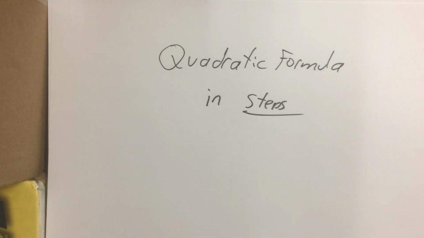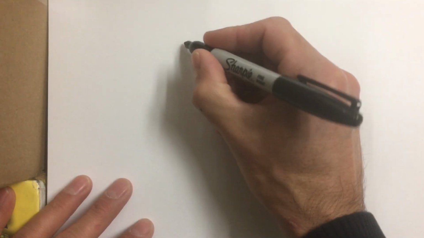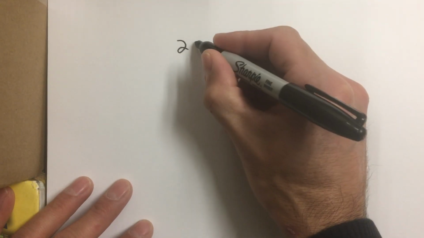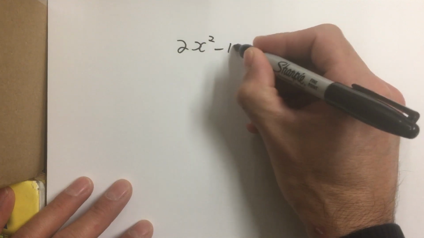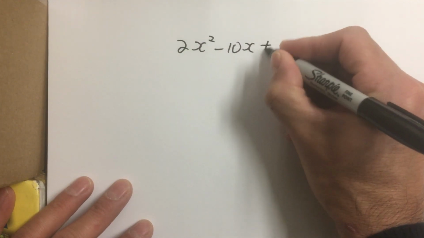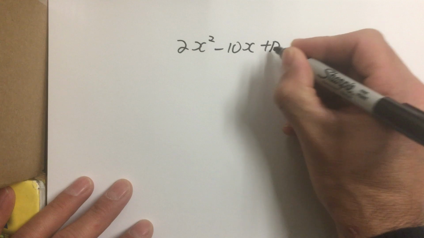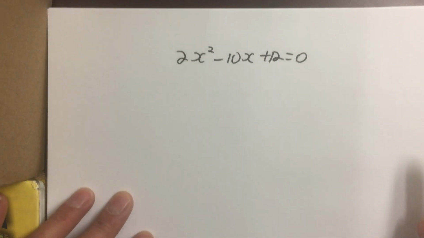I'm going to show you how to solve a quadratic using the formula, broken down into a series of steps today. So what we're doing is solving a quadratic equation that looks like this. I've got 2x squared minus 10x plus 12 is equal to 0.